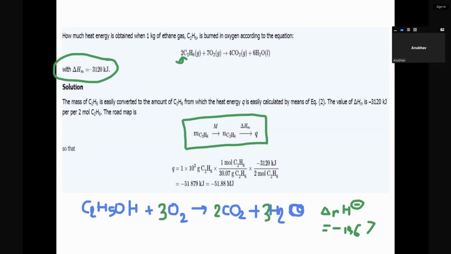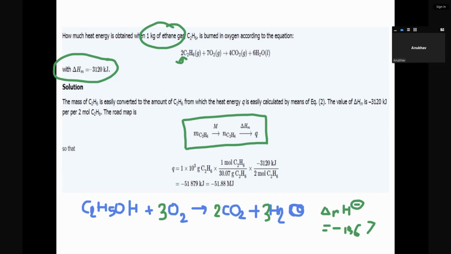So finally, we have got how we can solve it. So now we will calculate the Q value. Here you can see for 1 kg of ethane gas, we have to calculate. So 1 kg means 10 to the power 3 gram of C2H6. Now we have 1 mole of C2H6 divided by the molecular weight of C2H6, which is 30.07 gram. So we have to calculate the amount of moles of ethane gas in this mass of ethane.